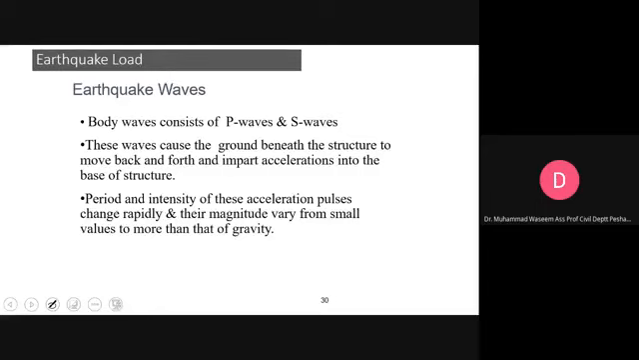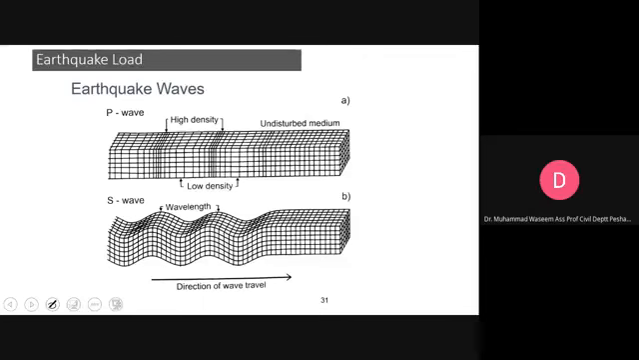Okay. So now this is just a demonstration of these body waves. In the body wave, the particle movement of the material through which it is passing will be parallel to the propagation of the wave direction. Like the particle, the material will be also moving in this direction, and the wave is also traveling in this direction. In case of the S wave, the wave is traveling in this direction, but the movement of the particle will be in the vertical direction.